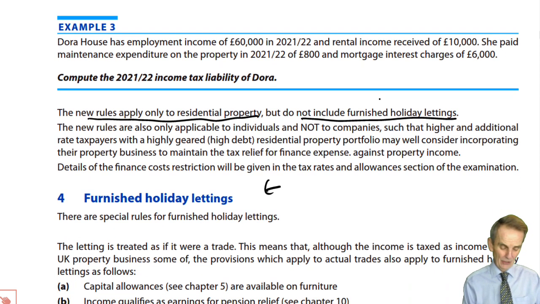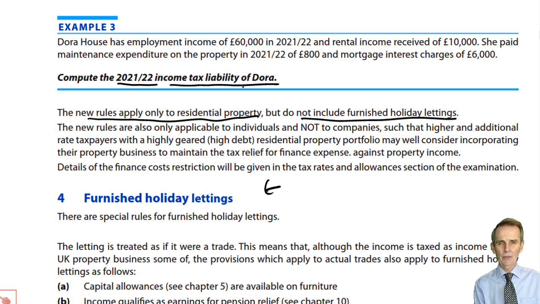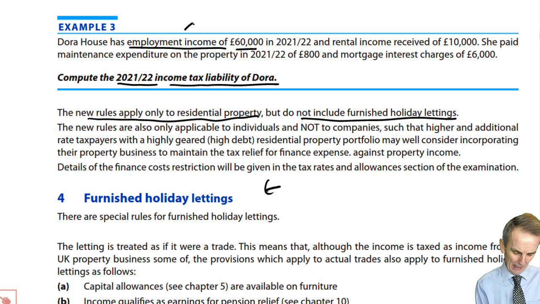Okay, time for you to have a little go. Simple enough exercise: compute the 21-22 income tax liability. So not simply computing the property income assessment, but computing the income tax liability that contains that property income assessment. We've got Dora House here, who has employment income of £60,000. That is non-savings. Rental income received, that is also non-savings, of £10,000.